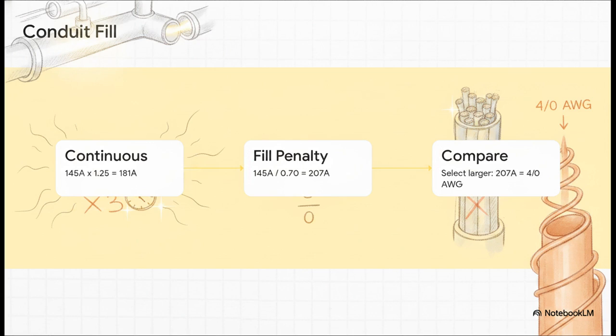145 divided by 0.70 skyrockets our requirement to 207 amps. The conduit fill penalty completely overpowered the continuous load penalty in this scenario. So we have to size for 207 amps, which requires a massive 4/0 AWG THWN copper conductor.